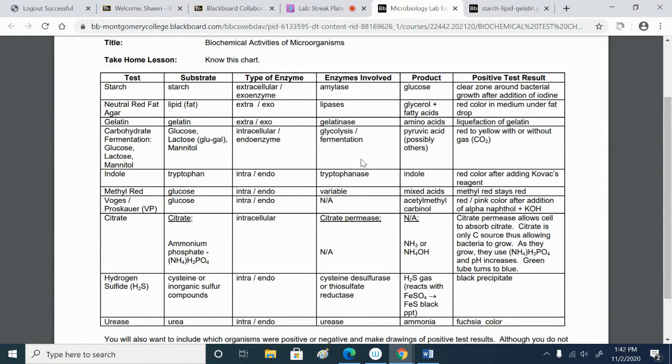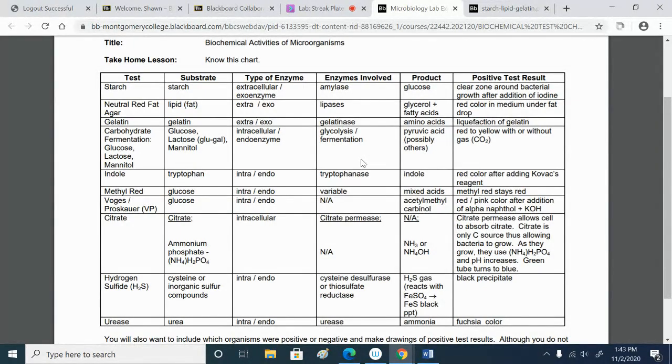Now, do you remember from 150 how we tested for starch? Is it by using iodine solution? Yep, right. Remember we had the iodine and we get a really dark, almost black color. And so that indicated that starch was present. So it's the same kind of thing we're going to do with the starch test.